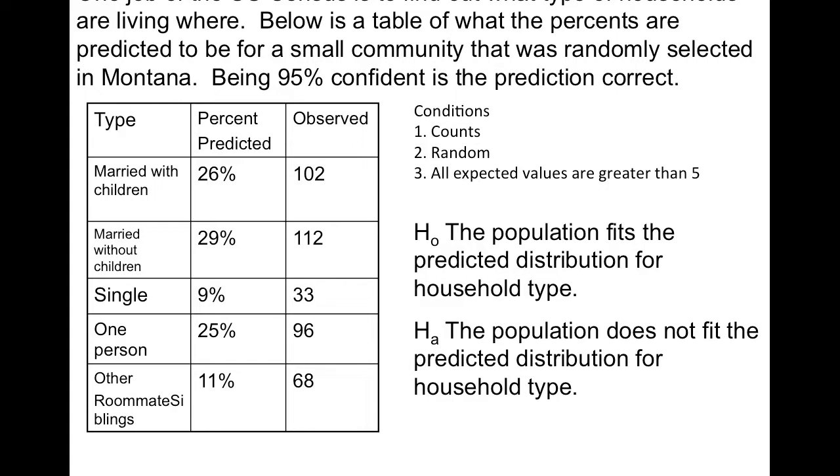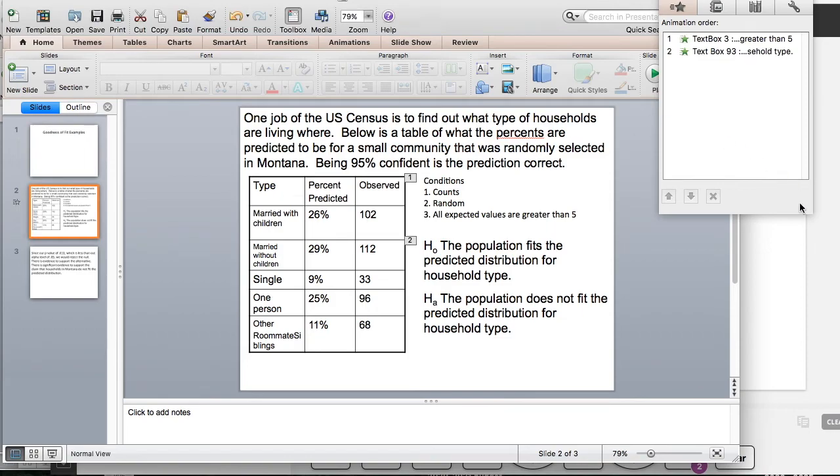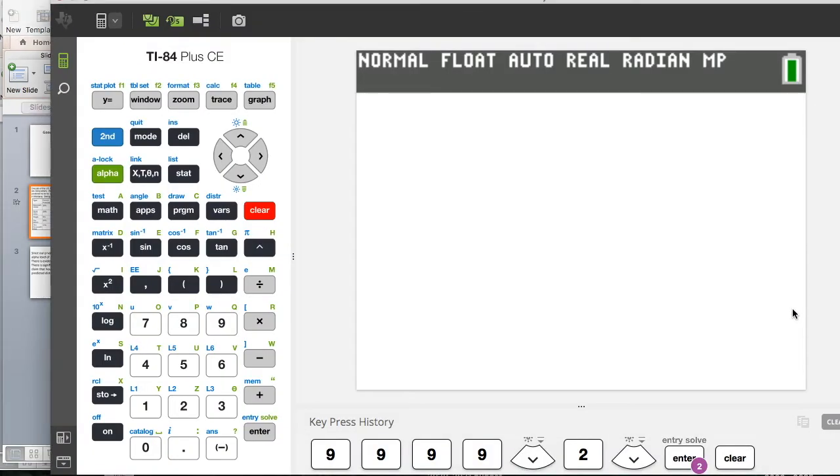So you would take 411 times 26%, 411 times 29%, and so on, and that would be your list of expected values. That does need to be on your paper somewhere to justify the third condition. All expected values are greater than 5. Now I'm going to do this right on my calculator.